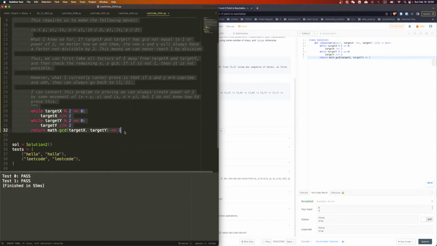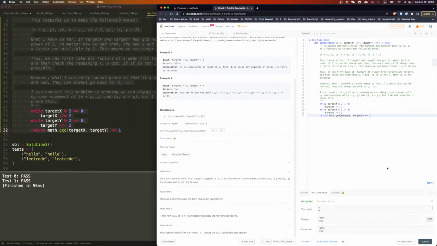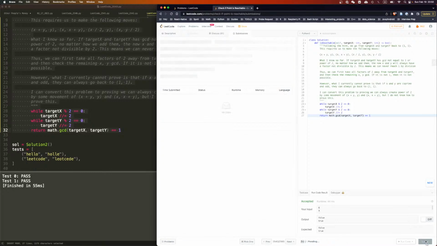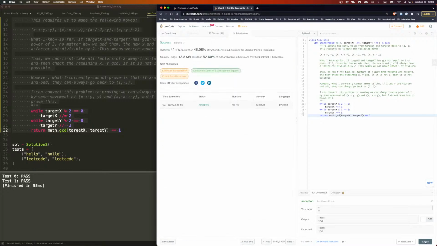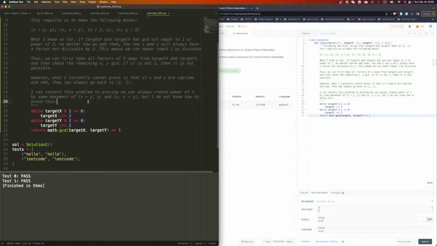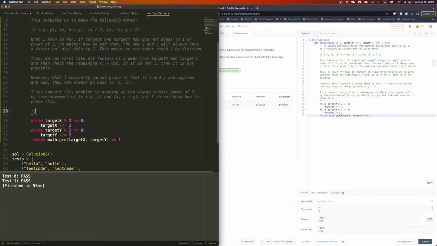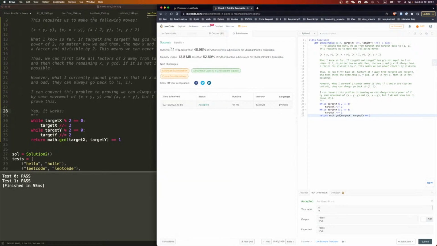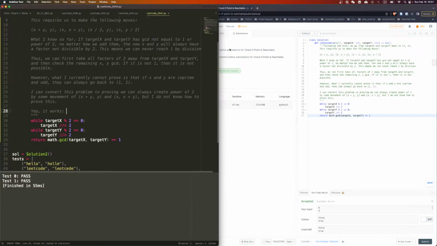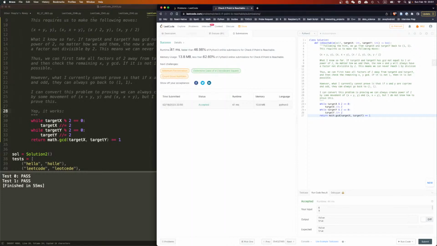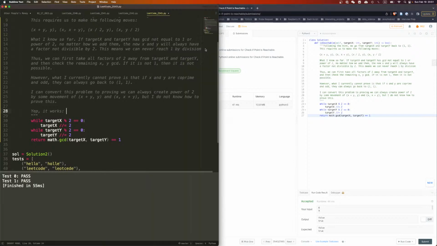Maybe we can try and see if it works. It works, but again, I don't know how to prove it. How do we prove that? Yep, it works, but how do we prove it?